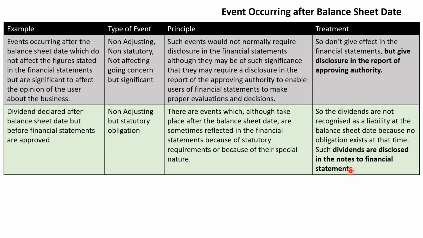So how is it to be disclosed? Not in the financial statement, not in the report of the approving authority, but by way of a note to the financial statement itself. The earlier one, the gray event, was disclosed in the report of the approving authority, and a statutory obligation will be disclosed by way of a note in the financial statement.